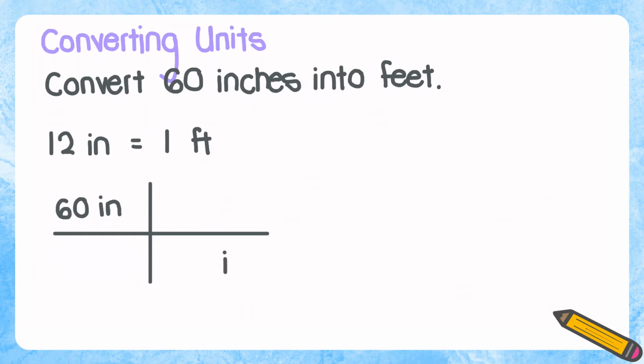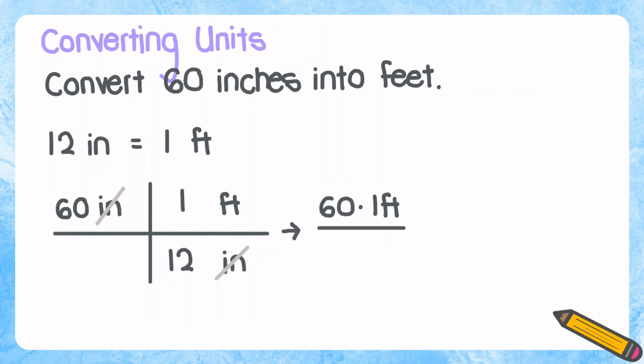So in the bottom area, in the denominator, I put what I want to cancel out, and in the top, in the numerator area, I put the unit of what I want to end up with. And we know that 12 inches equals 1 foot, not the other way around. So here we can cancel out the unit inches. So we're left with 60 times 1 foot over 12. Notice how the unit inches has disappeared because we were able to cancel it out.